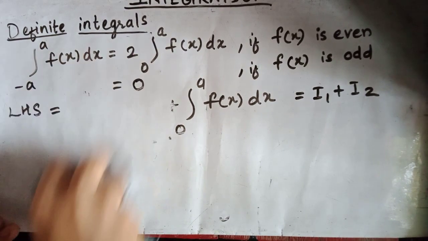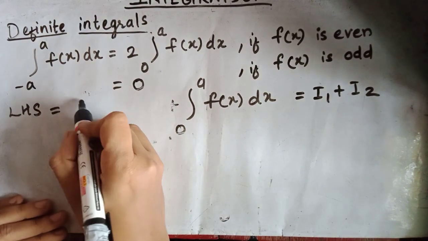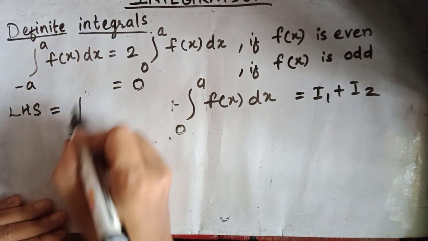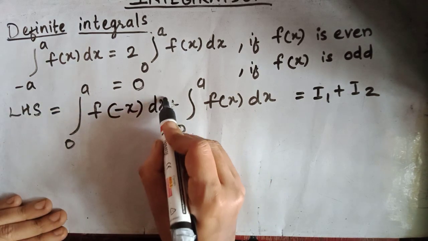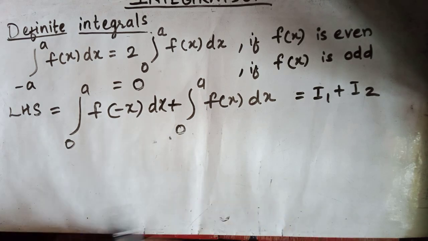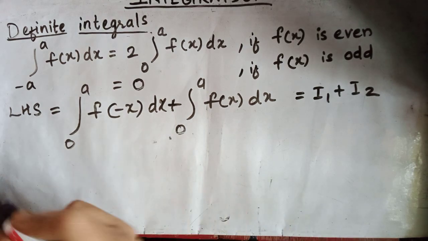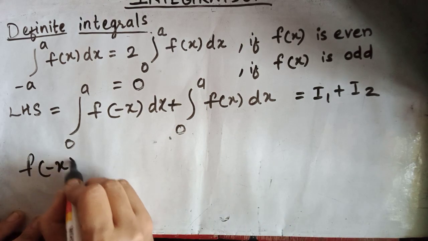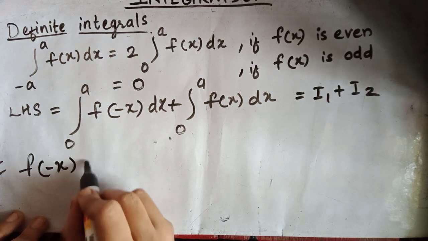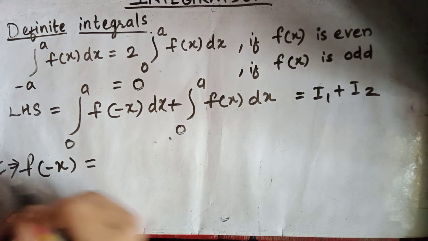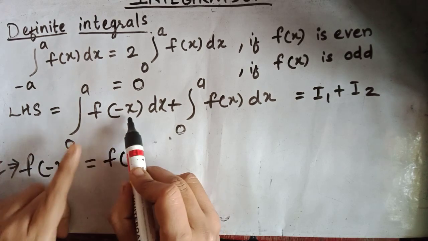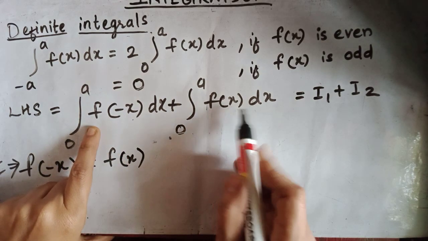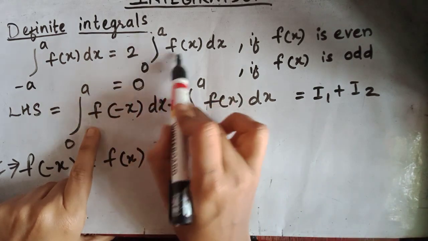In place of I1 I am writing 0 to a f of minus x dx. Now when the function is even, f of minus x becomes f of x. That time these two get added up and you will get 2 times 0 to a f of x dx.